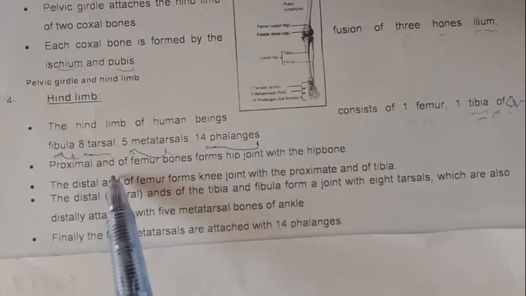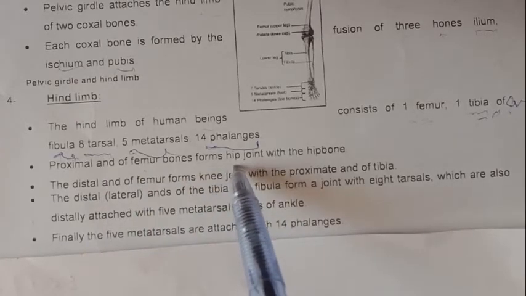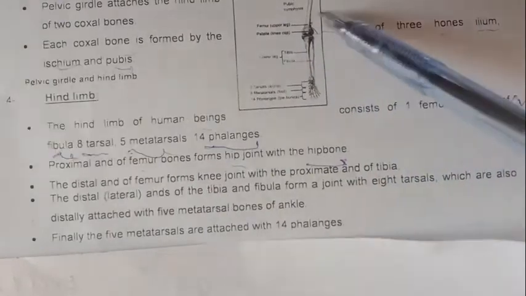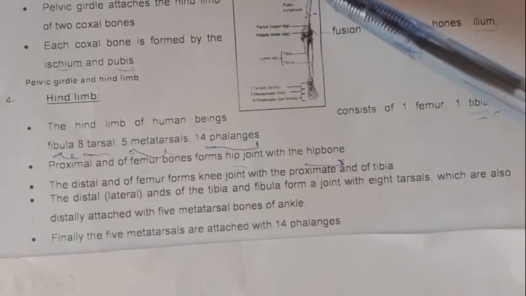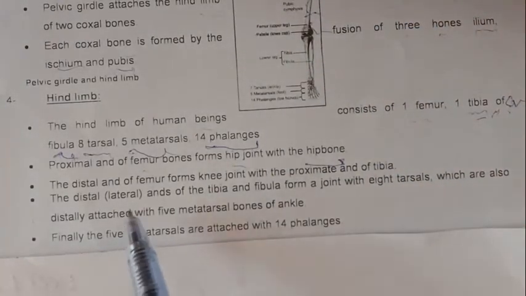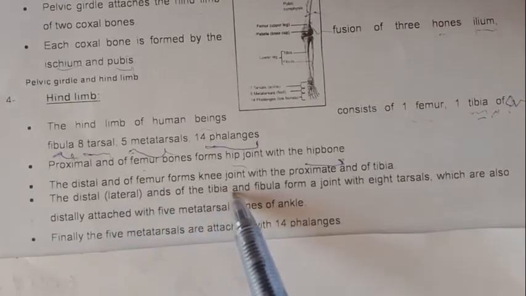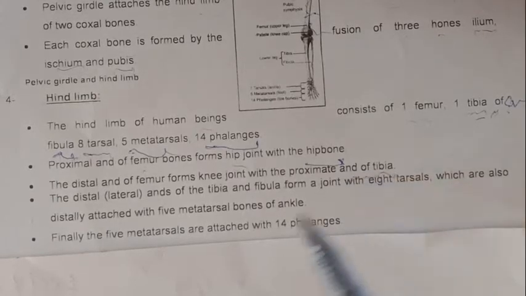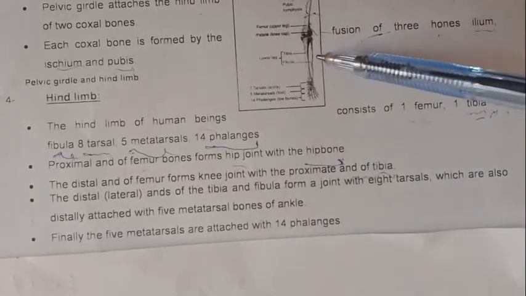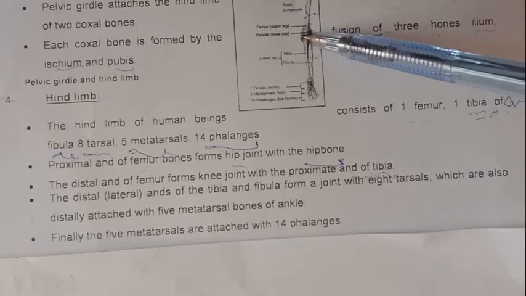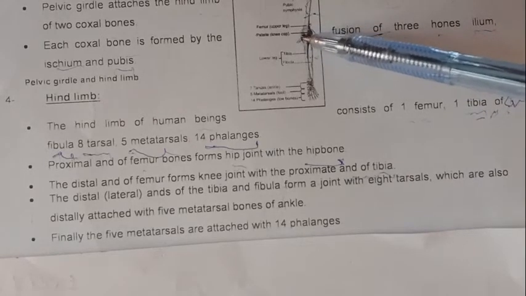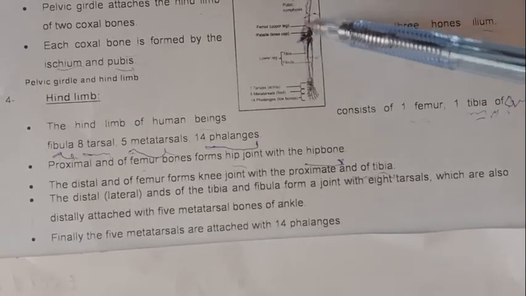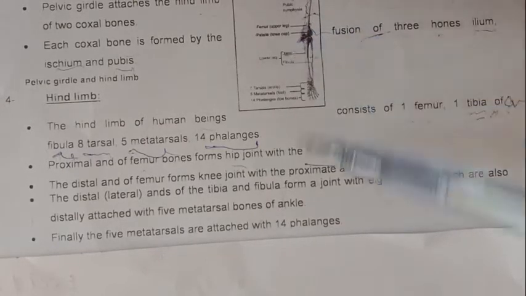Proximal first end of femur bone forms hip joint with the hip bone. So this femur bone forms joint with the hip bone. This is the hip bone. The distal end of the femur bone forms knee joint with the proximal end of tibia. So here this is the tibia bone. This is the knee joint. So the knee joint is formed by the last end of femur and the first end of tibia.